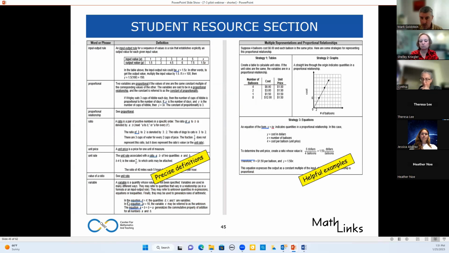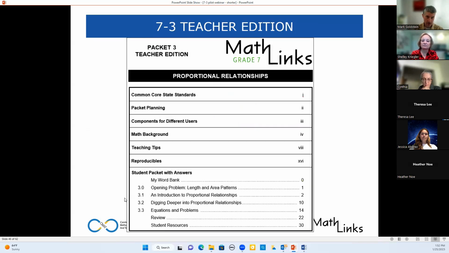The very last part of all packets has the definitions and some examples and explanations that are important for students to know. Of course, there's a teacher edition with lots of helpful information that you can choose to read as background knowledge, and from implementing the lessons as well. And note that you've already seen a few of the red answer key pages.